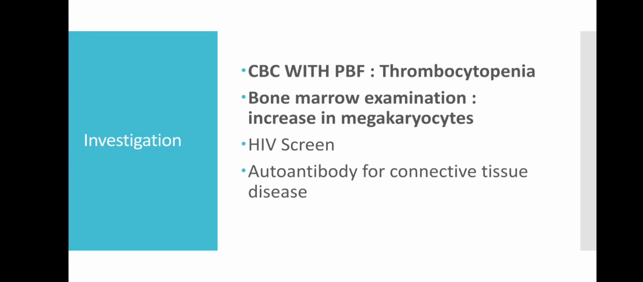As we have discussed earlier, the platelet membrane is being removed as the platelet is removed from your circulation by the macrophages or reticuloendothelial cells, so there will be a low platelet count, and that means thrombocytopenia. As the bone marrow tries to compensate for this increased loss of platelets, there will be an increase in megakaryocytes. For association with other diseases like connective tissue disease or HIV infection, you can also go for HIV screening and autoantibody testing for connective tissue disease.